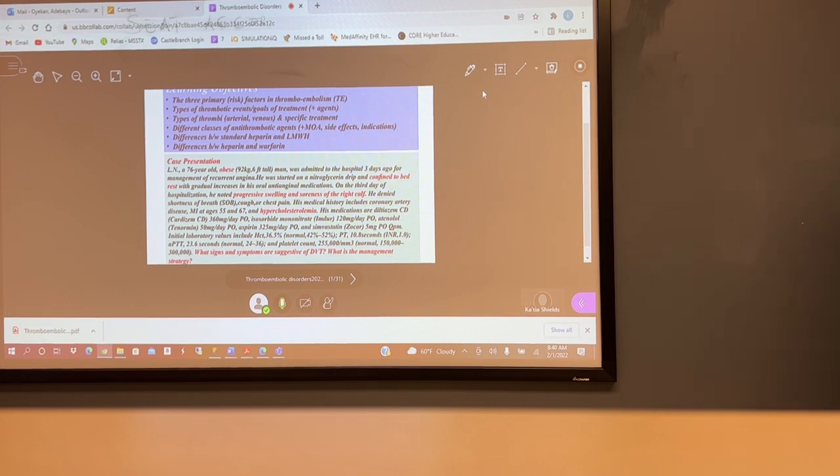So for the case today, it's a 76-year-old person. This person is obese. So all the red font in that case, those are the ones that constitute the risk factors for thromboembolism. So this person is obese, and I've told you about obesity. Okay, to go on, it says the person was confined to bed rest. Prolonged bed rest is a risk factor for thromboembolism. And what you will notice in individuals a number of the times is a progressive swelling and soreness of the right calf.